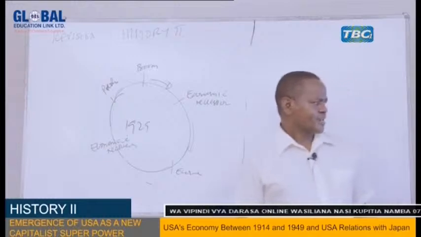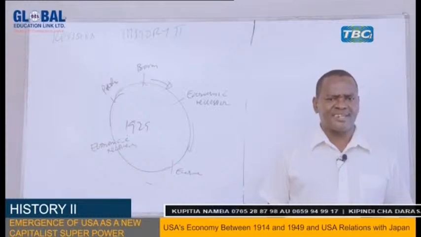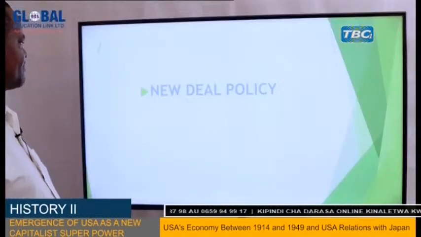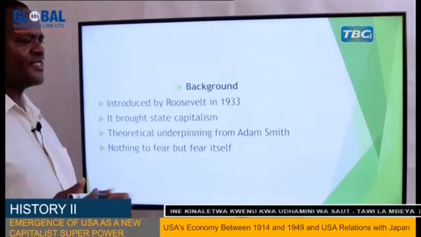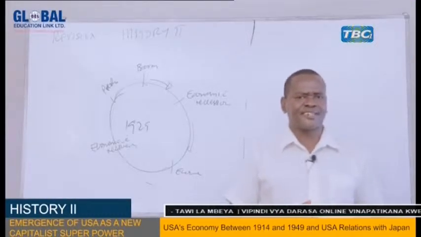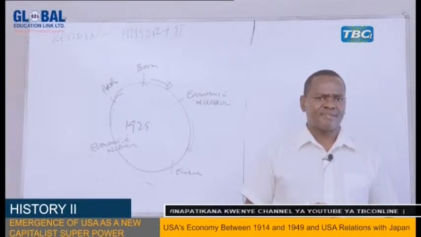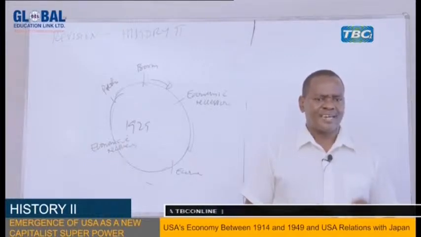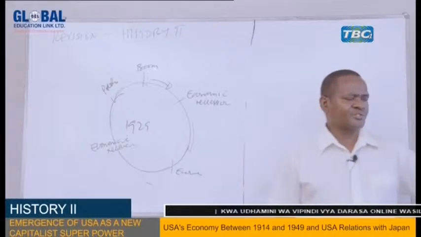And another thing, my dear students: after looking at economic boom, its impacts and negative impacts, let's now go to another very important part of our discussion today, and this is the New Deal policy. What is the New Deal policy? The New Deal policy is the policy which was introduced by the President of the United States, Franklin Delano Roosevelt, who was elected in November 1932 and came to office in 1933. Roosevelt, after defeating the Republican president, Herbert Hoover, came to power and introduced a policy which was called the New Deal.